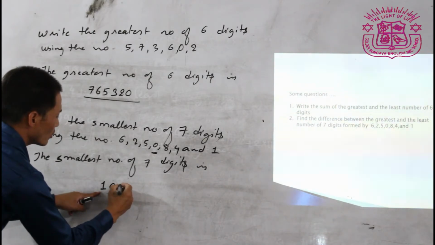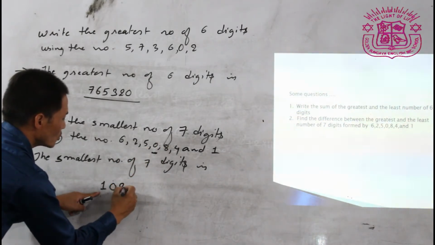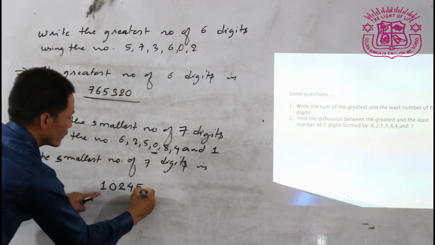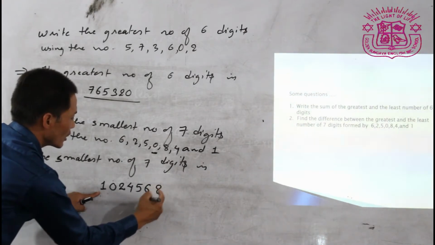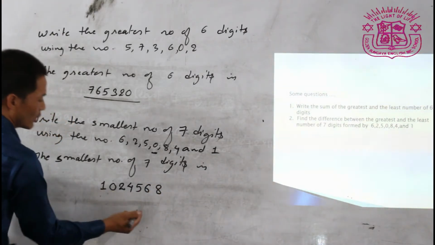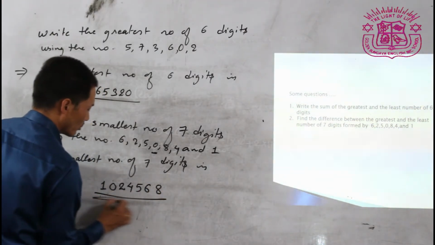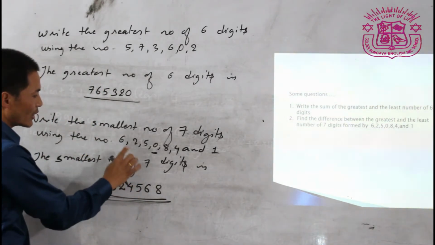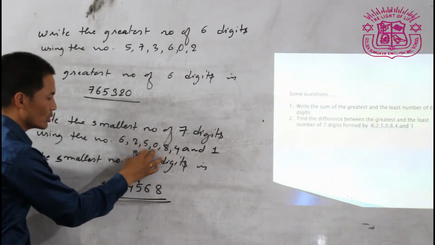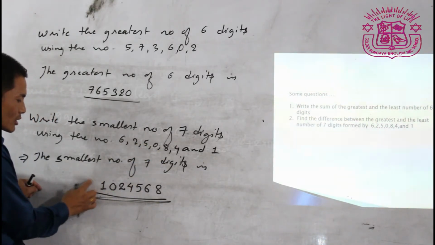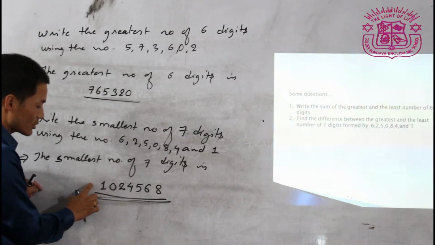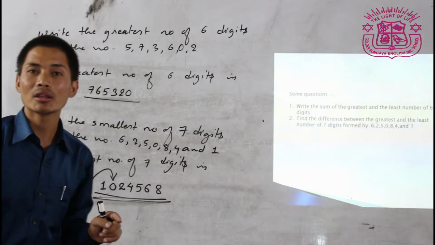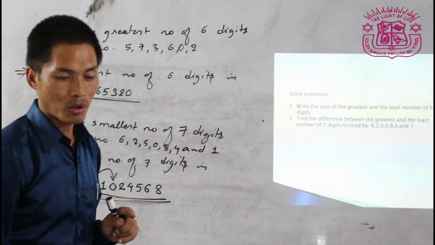1, 0. Then which one is the smallest? 2. Which one is next? 4. Then 5. Then 6. Then 8. 1, 2, 3, 4, 5, 6, 7. Okay. This is the required number. I have already said you have to keep in mind that if the 0 is in your question, you should not write the 0 at first. 0 comes at the second place while making the smallest number.